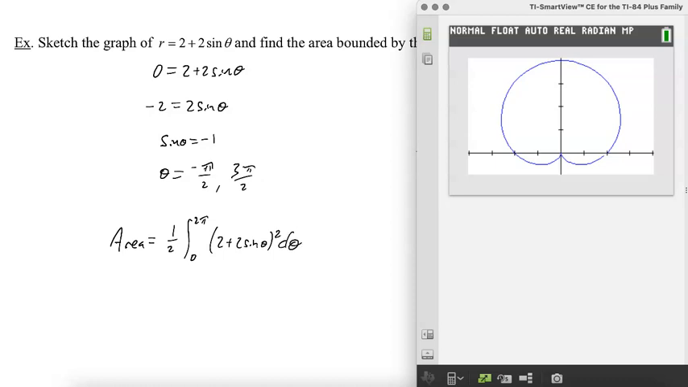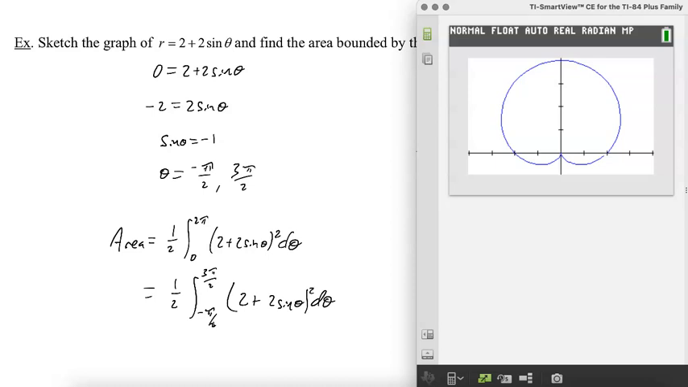If you don't have a calculator, they will probably give you the bounds of the figure. If they don't, then this is the strategy that you need to go to find it. Because the area also can be represented as the integral from negative pi over 2 to 3 pi over 2, (2 + 2 sine theta) squared d theta.